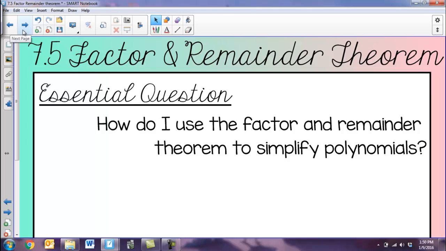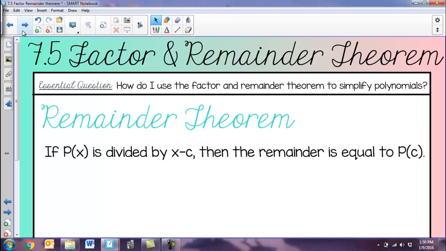So we're going to start with the remainder theorem. And this is what the remainder theorem says. It says if p of x, that's a polynomial, is divided by the factor x minus c, then the remainder is equal to p of c. So really what that's saying is if you divide a polynomial by this first degree binomial term x minus c, then it's the same value as when you evaluate the function at that point.